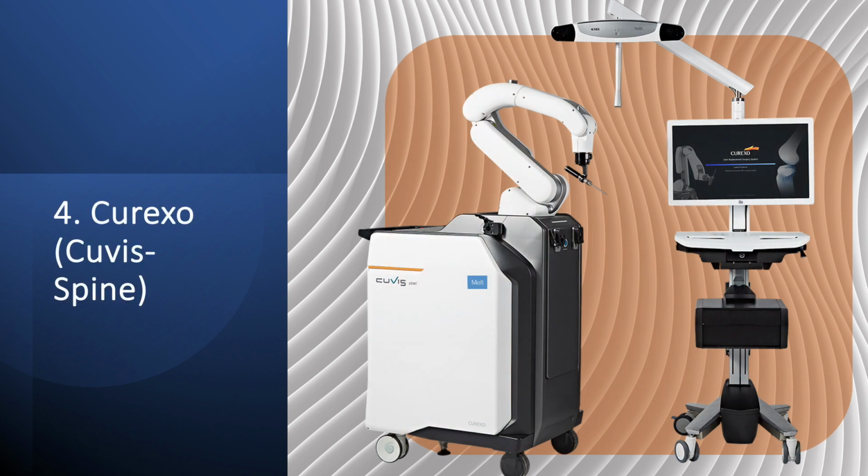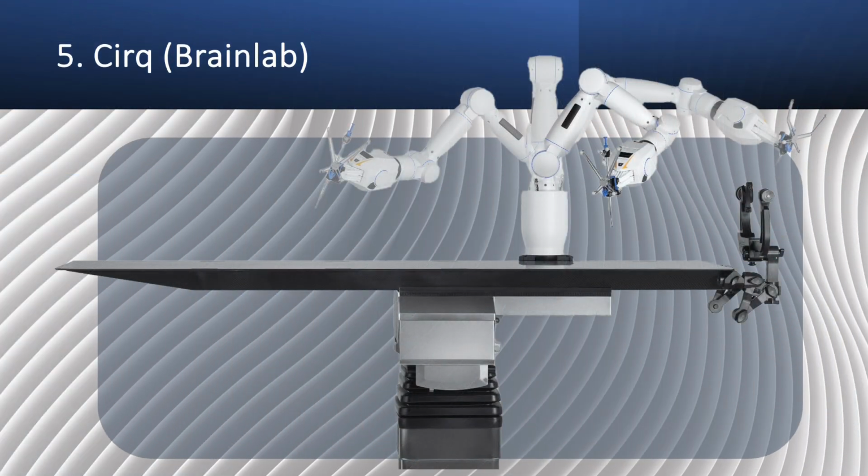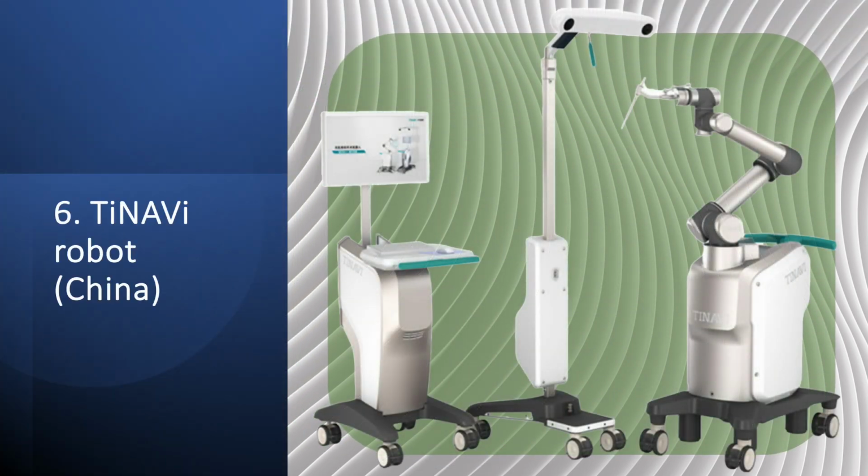The Curexo robot is designed for pedicle screw placement and aims to reduce radiation exposure for both staff and patients. Brainlab has received FDA approval for two surgical robots, the Cirq Spine System and the Loop-X mobile imaging robot. The Cirq robotic alignment module assists surgeons during spine procedures, while the Loop-X is the first fully robotic intraoperative imaging device. The T-Navi robot was designed in China and is currently only available there.